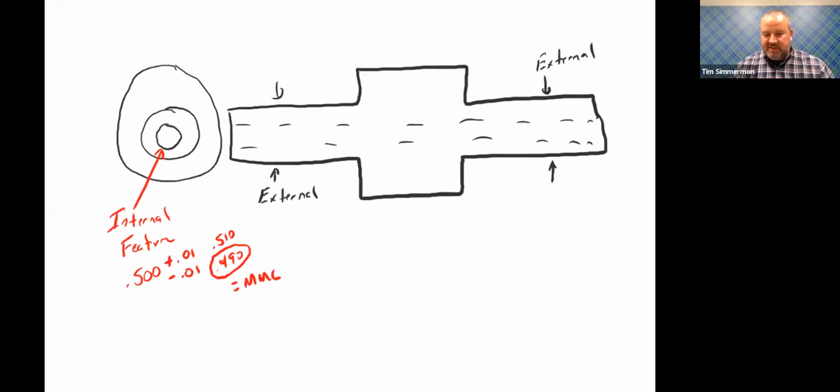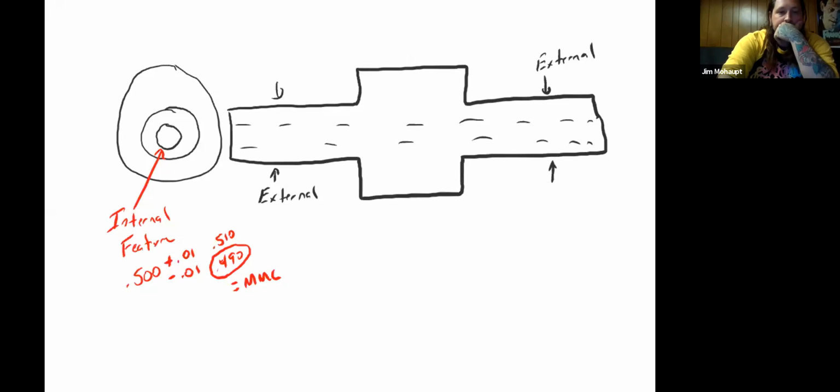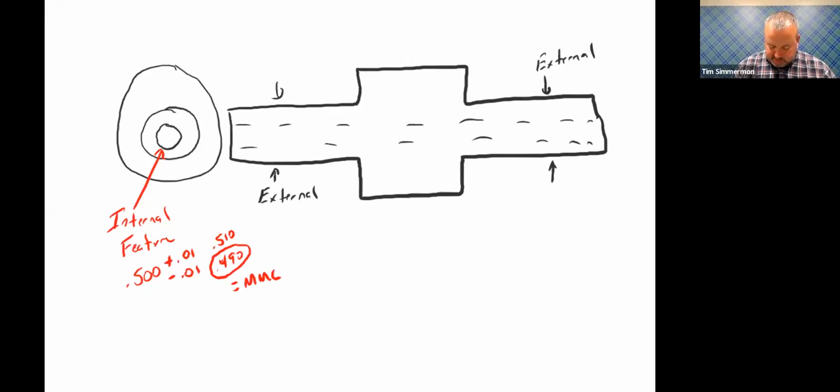So when the part's at its heaviest in an internal feature, the hole is at its smallest size. It's got the most material on it. Now, if we were to go over to the external feature here, let me change my color. And if we were to say that this diameter here was 0.750, it was the same tolerance zone.